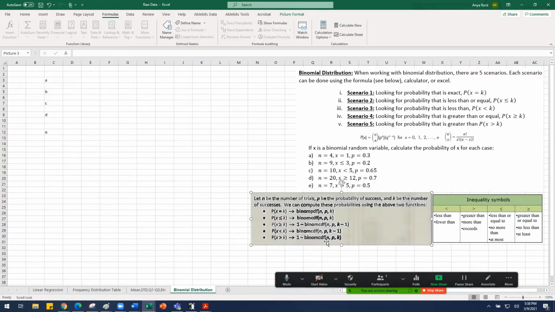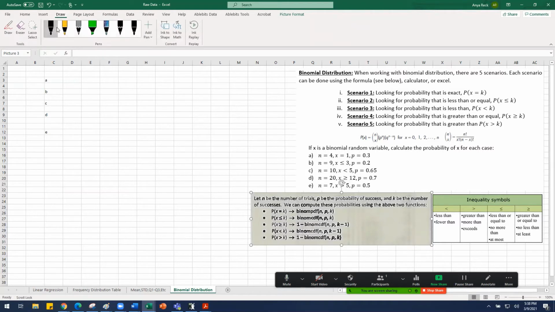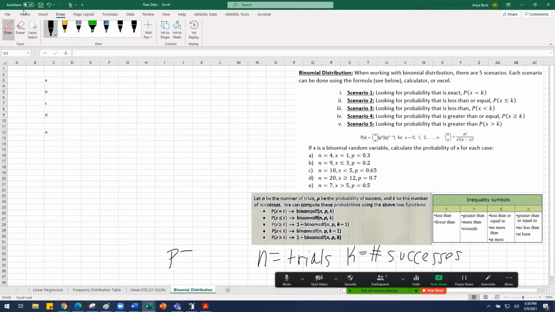N represents the number of trials. And then we have the K value, which is a number. That K value is the number of successes. And the P value is the probability of that success.